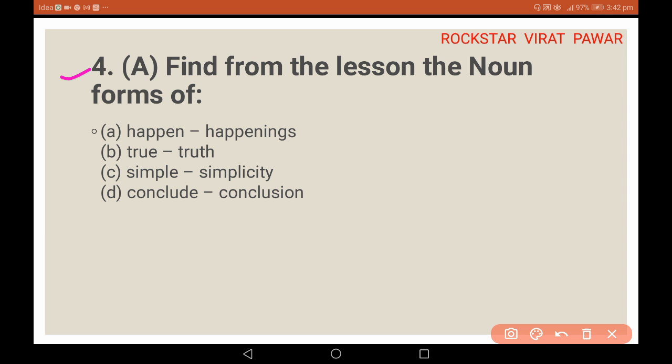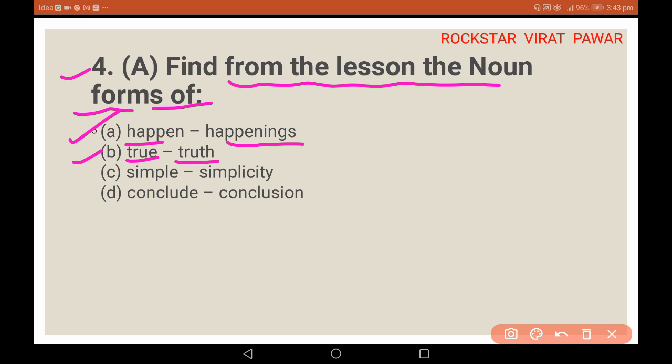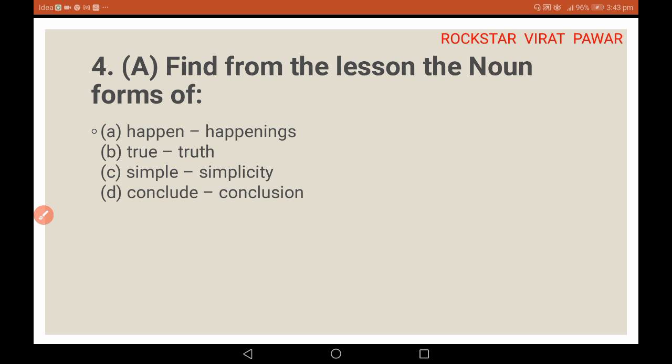Question 4 is given: find from the lesson the noun forms of the words. You have to find the noun forms of the words given in the lesson. Like the word happen, the noun form will be happening. What is happening here? Another is true, truth. Tell me the truth please. Like simple, simplicity. He lives a very simple life. He likes simplicity. Conclude, conclusion. This is the conclusion from the passage. You can write in this way also.